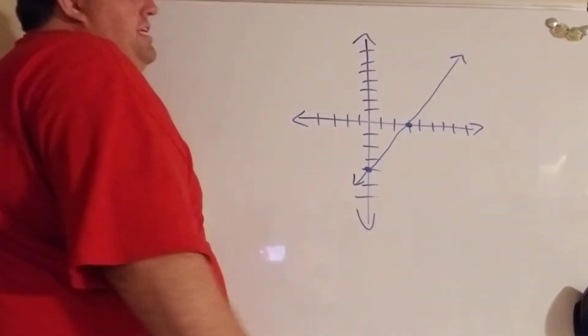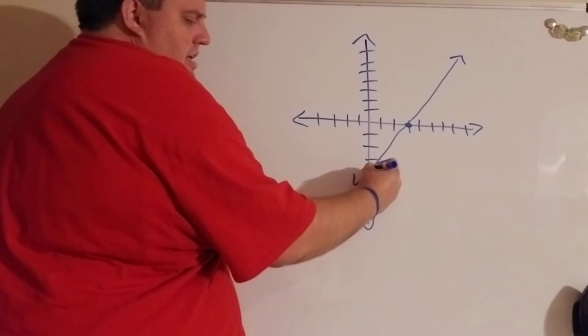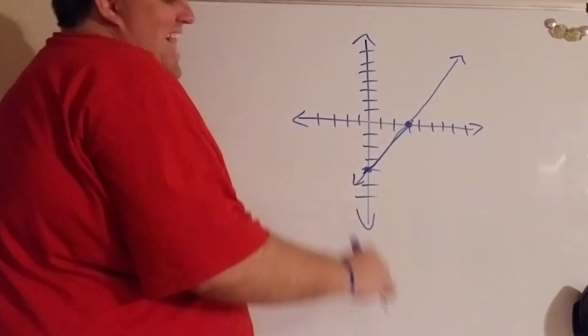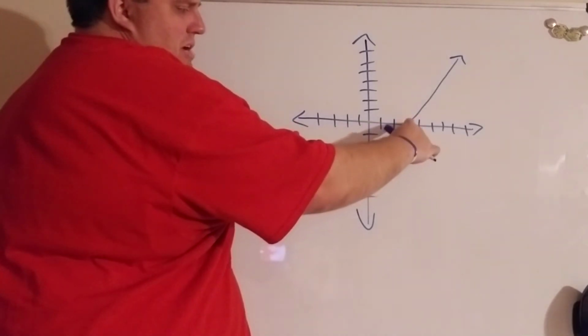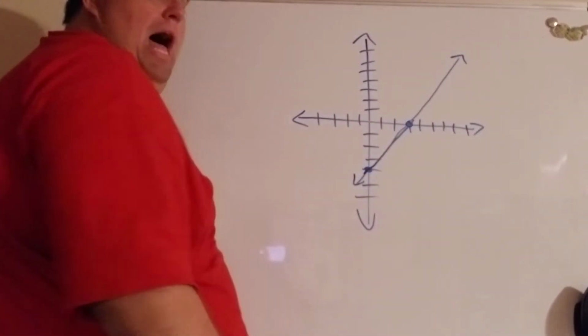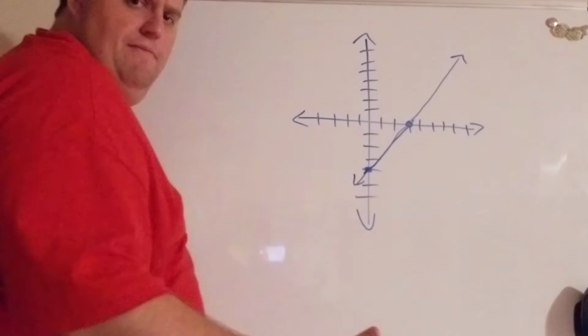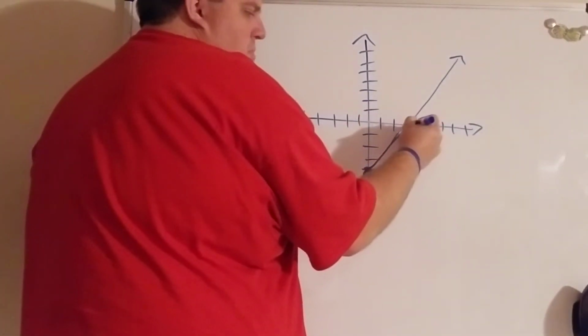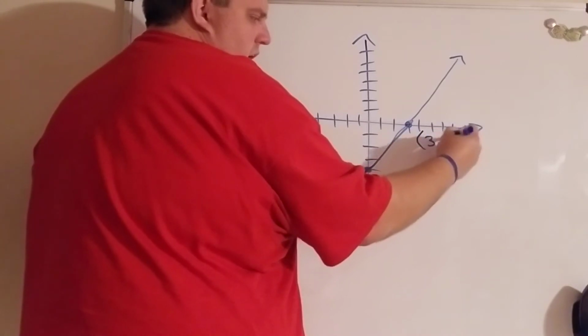Now, if you think about what these points look like, the x value of this point right here is 3. What's the y value, though? If it's right on the x-axis, the y value would be 0. So this point is the point (3, 0).